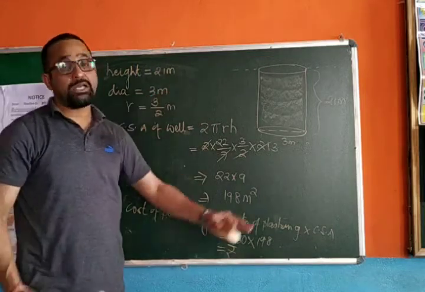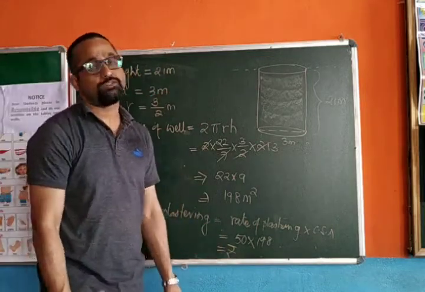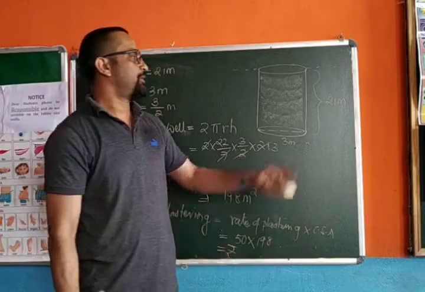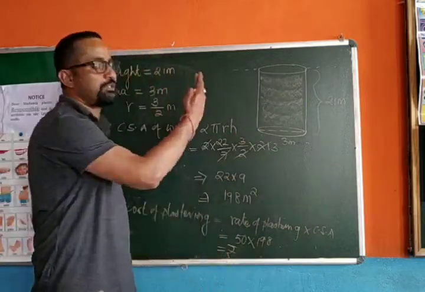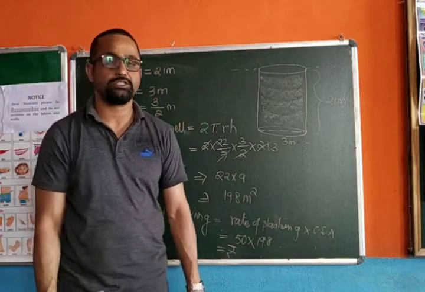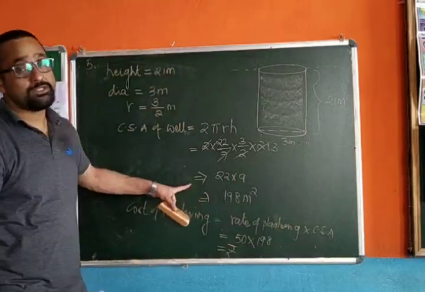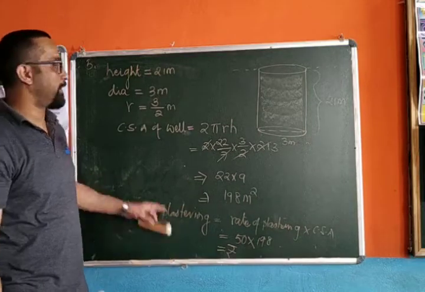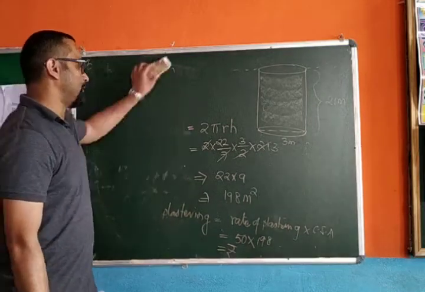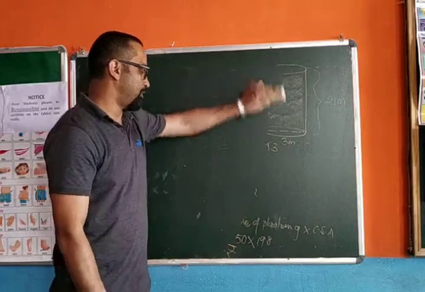So first part, how much soil must be dug out, that is the volume of the well. Second one, cost of plastering means the curved surface area has to be plastered. So you find the curved surface area first, then calculate the cost of plastering. So this is the example for question number 5.